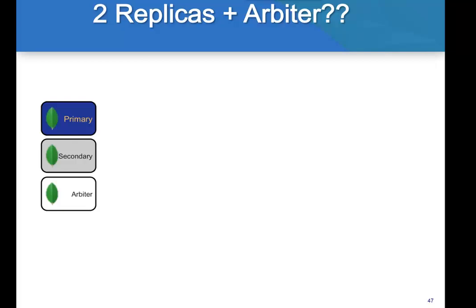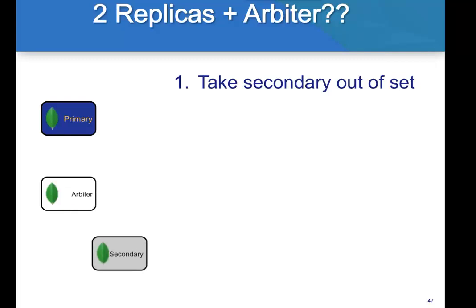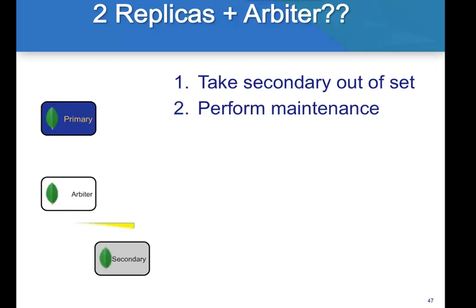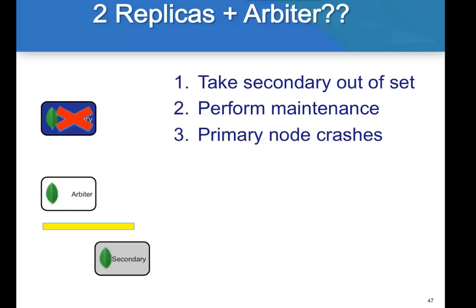You have your primary, your secondary, and your arbiter. Remember, the arbiter votes, but does not have any data. So what you do, you take the secondary out of the set. All right? So we perform the maintenance, so it's isolated from the rest of the set. Meanwhile, the primary there is taking writes. So the data in the primary node is now different from the data in the secondary node.